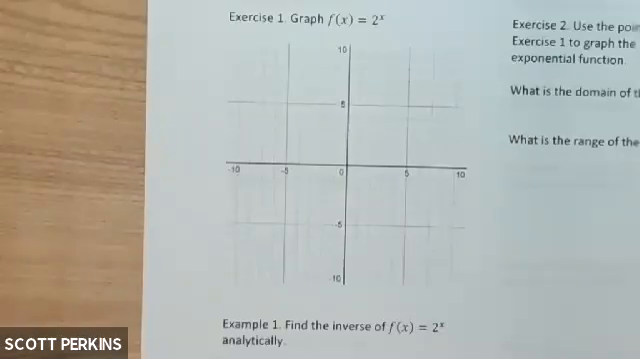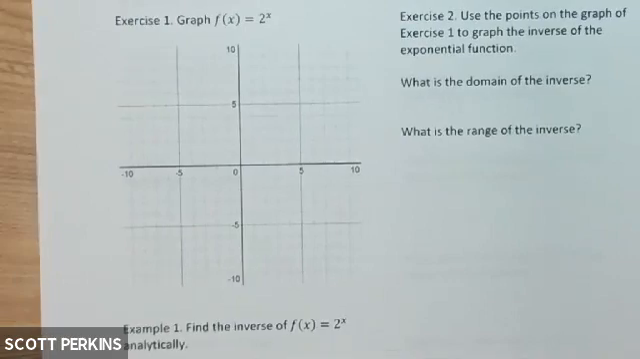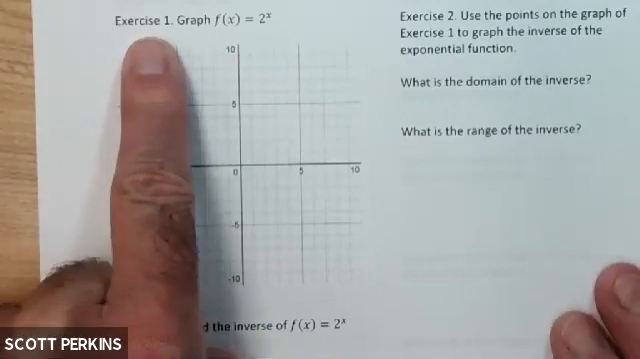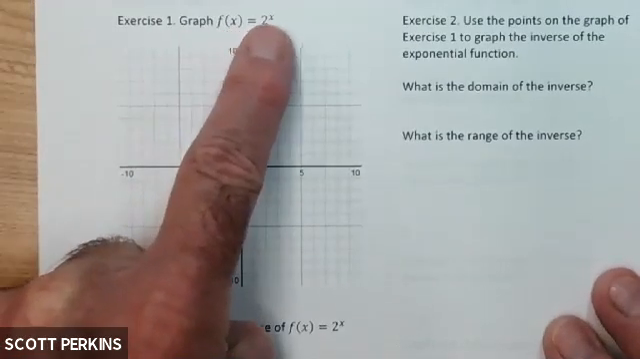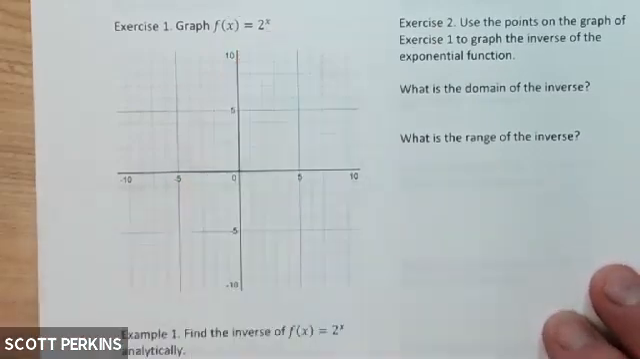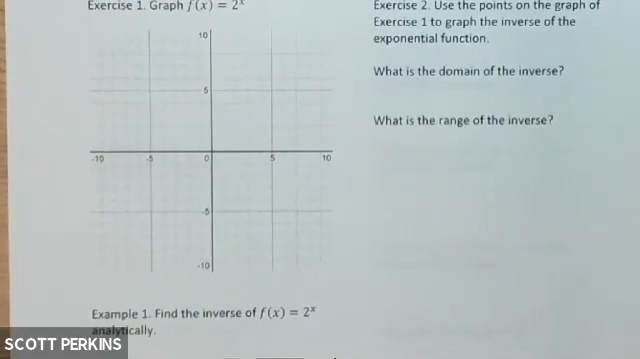So what I would like you to do real quick is just a review of where we started the last section. Exercise 1 is yours at the very top. All it involves is making a graph of 2 to the x. It's the very first graph we did in the last section. Once you've done that, you can go ahead and pause and we'll walk through the next exercise together.